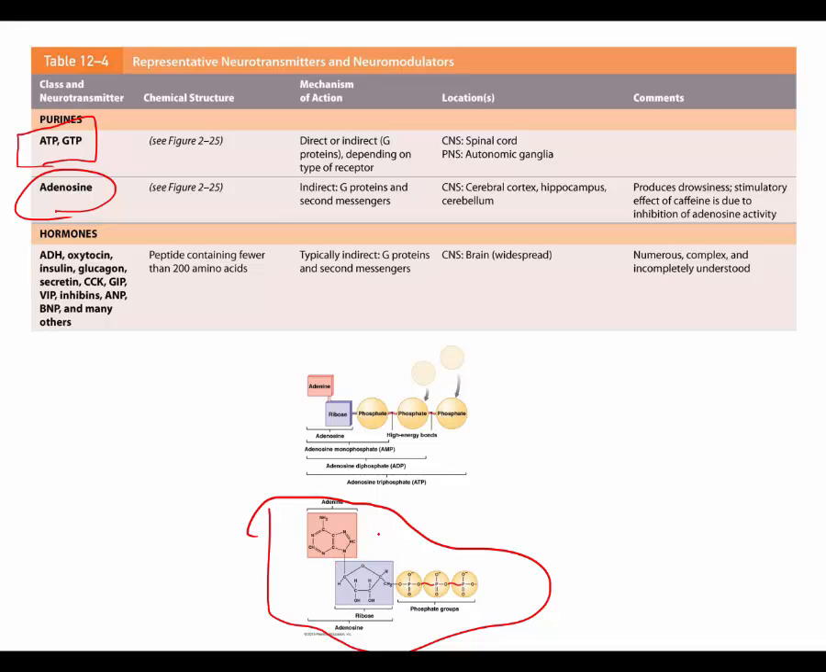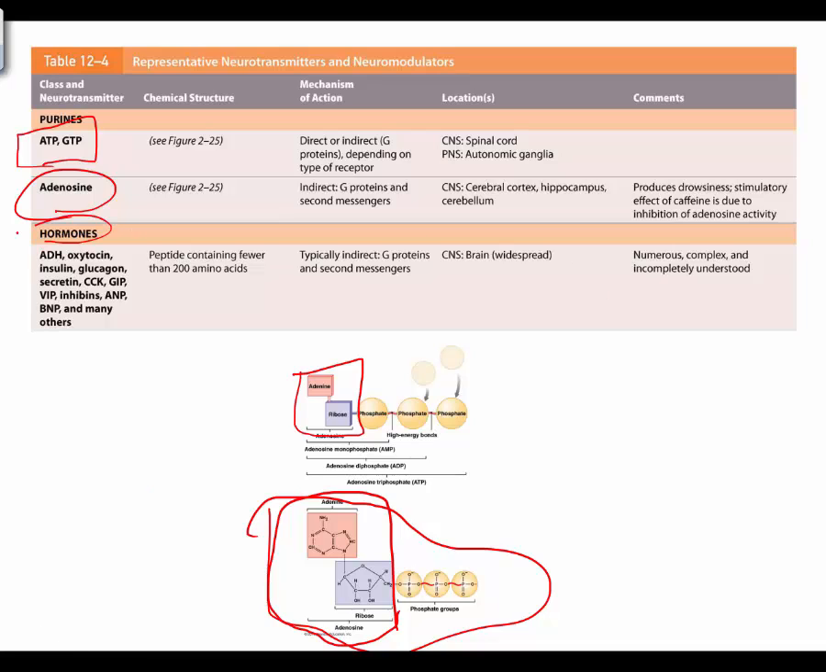Well, ATP is adenosine triphosphate. Adenosine is actually just the sugar and the adenine. So just the sugar and the adenine is adenosine. And then if you put three phosphates on it, it's adenosine triphosphate. So adenosine itself is a neurotransmitter.